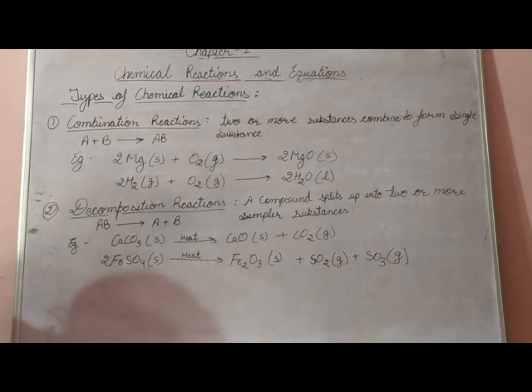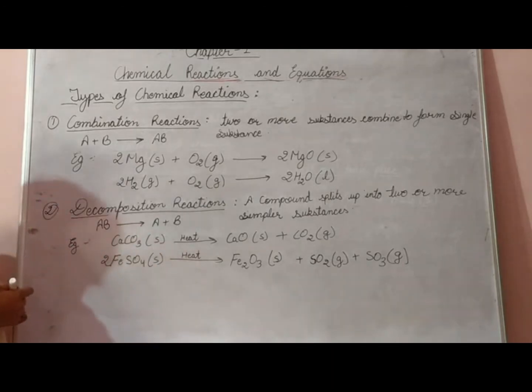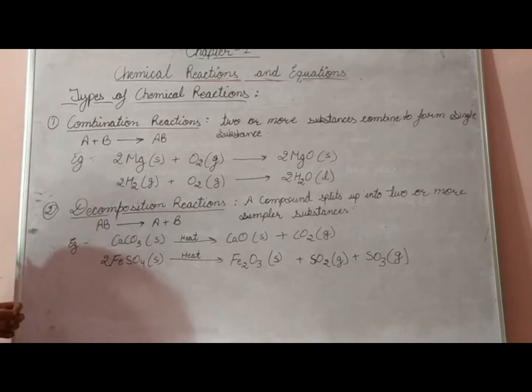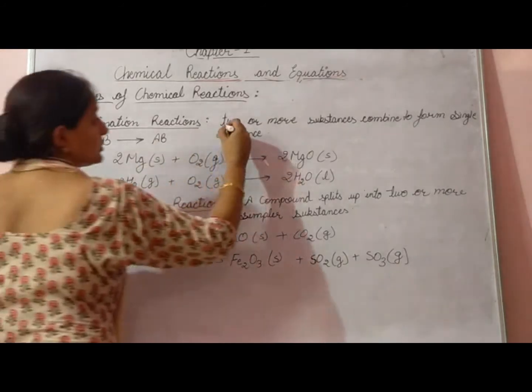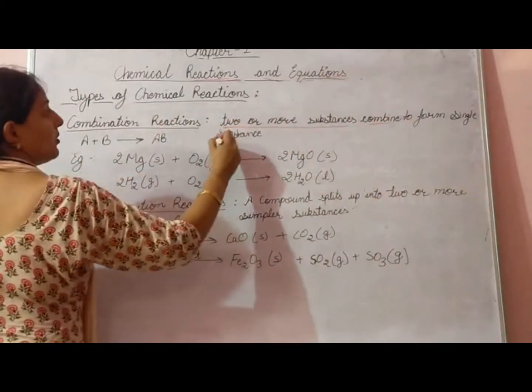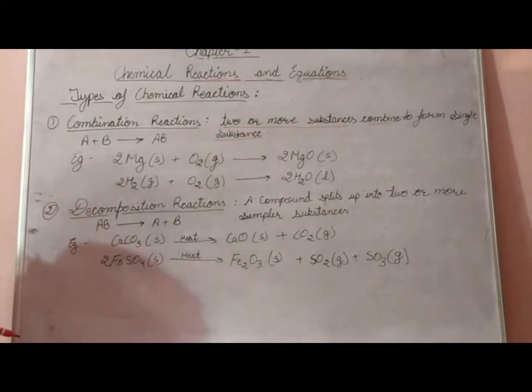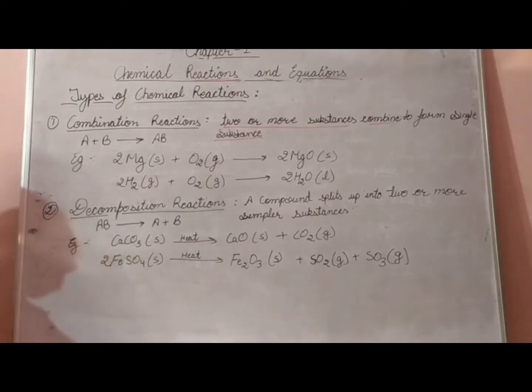Next is types of chemical reactions. Basically, we'll have 5 types of chemical reactions: combination reaction, decomposition reaction, displacement reaction, double displacement reaction, and the last one is redox reaction. So let's take first of all combination reaction. A combination reaction is a reaction in which two or more substances combine to form a single substance or single product. That means at the reactant side we can have two or three substances, but on the product side we'll have only one.